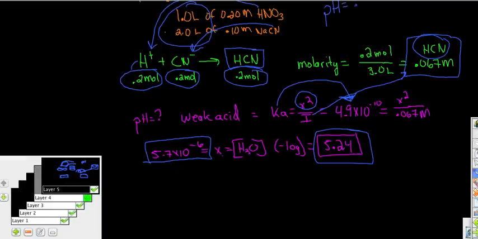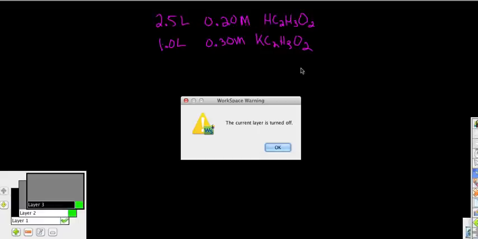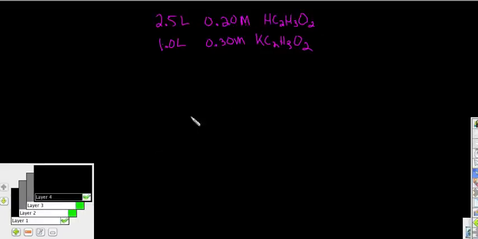Let's go ahead and do one more problem on this set. What if I had 2.5 liters of 0.2 molar acetic acid, and then I put in 1 liter of potassium acetate? Well, let's look at this. So we know what this is. This is a weak acid, right? And this right here is just a salt. But what's so special about this salt is it happens to have the ion that is shared with the acid. So we're going to have the common ion effect.